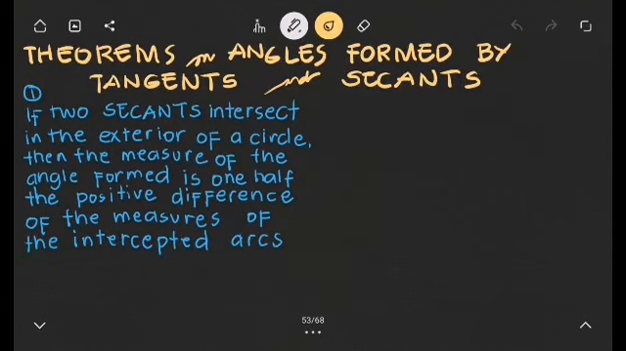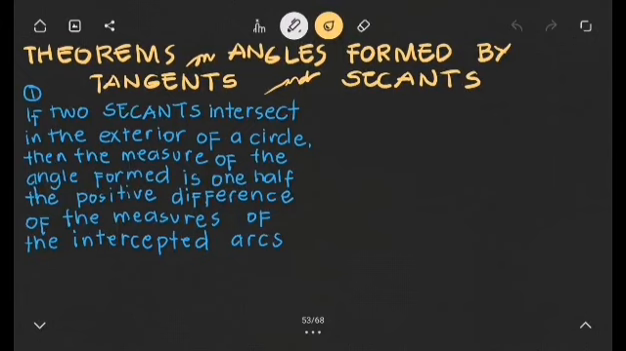Okay, so sa lesson natin, we're going to discuss the different theorems on angle formed by tangents and secants. Generally we have 3 cases. So yung unang tatlong theorem, ito yung mga intersection kung saan sila ay makikita sa labas ng circle or yung exterior part ng circle. Okay.